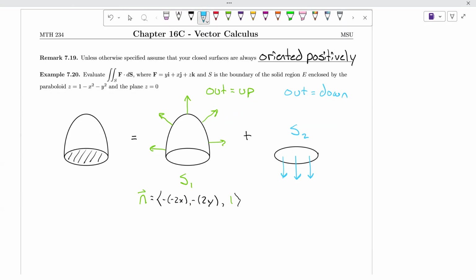For the other surface, which is just the plane z equals 0, that thing has a normal vector of 0, 0, 1. Remember that this surface is oriented down in order to be out, because out changes as I move around my closed surface. So on the second surface, the normal vector should be 0, 0, negative 1.